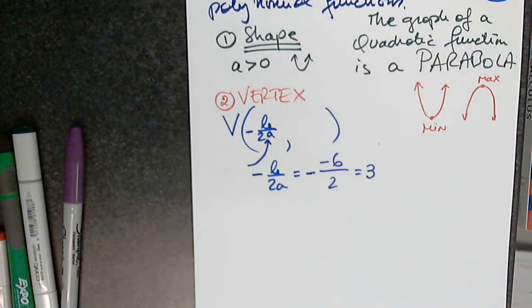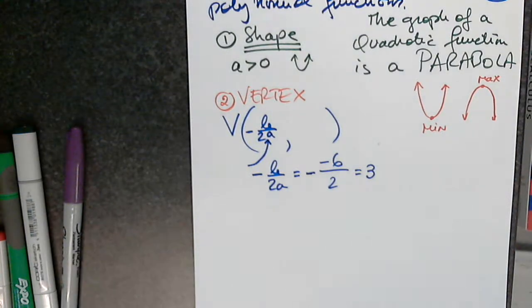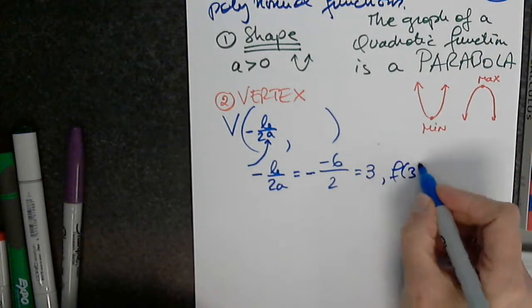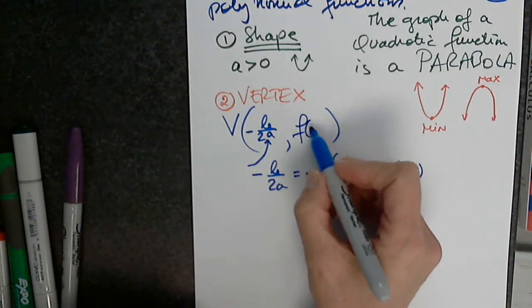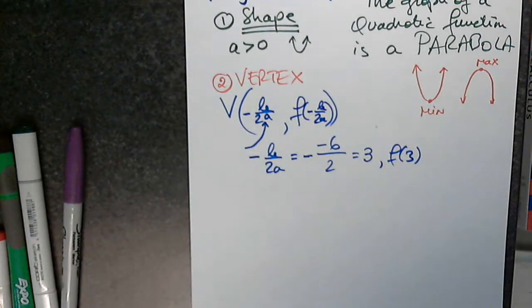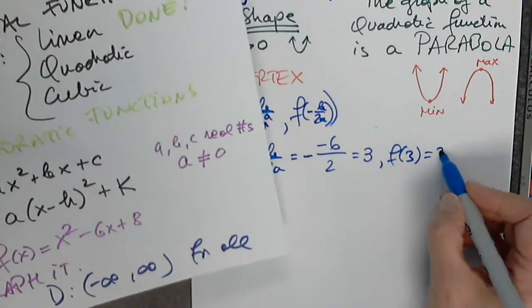Do I plug in 5? Do I plug in 0? Or how do I determine the y-coordinate? If I have the x-coordinate, how will I determine the y-coordinate of any function? What am I plugging it in? f of 3. f of 3, indeed. This must be f of negative b over 2a. Perfect. So I go back to the function, and I plug in 3. And that's my vertex. So I have 3 squared minus 6 times 3 plus 8.